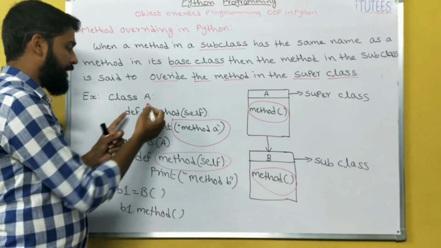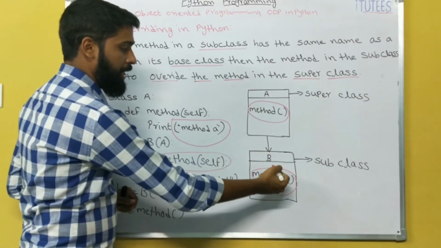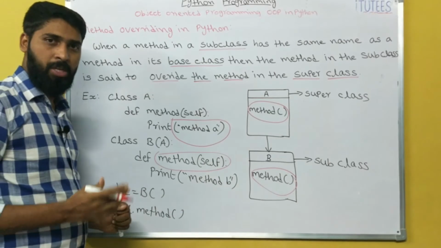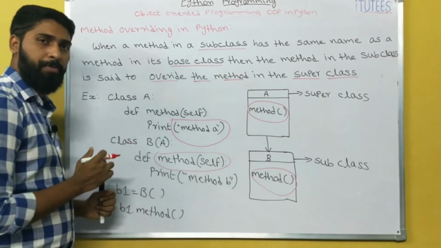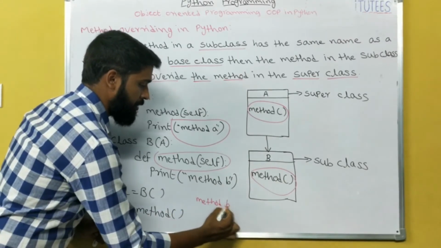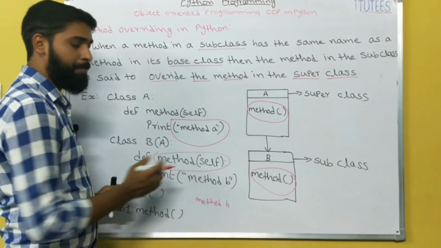I inherit class A into class B. So that means I inherit a class into the B class. Now I call b1.method. So what is the output? Method A or method B? The output is method B. Why? The base class method is overridden by the subclass method.